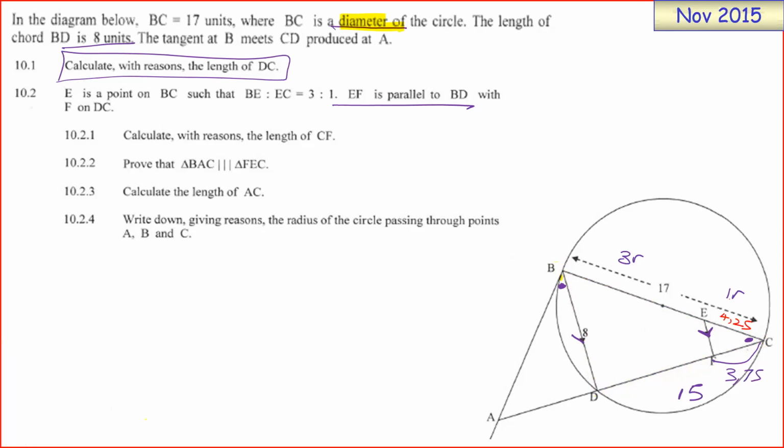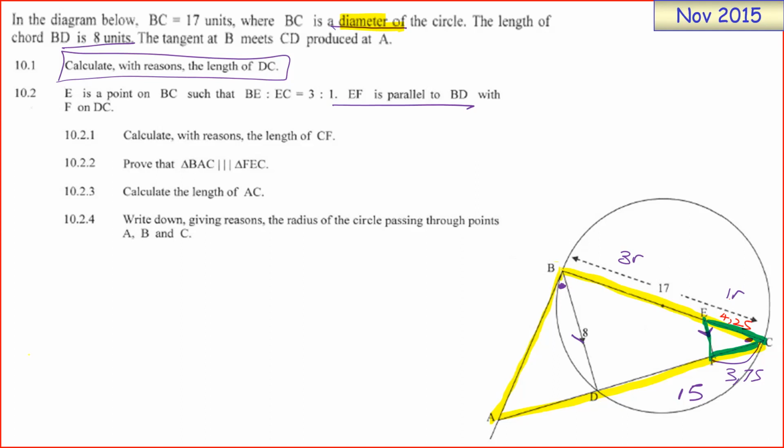Let's get a highlighter. We're going to find BAC. BAC is a big triangle, and we're trying to prove that that big triangle is actually similar to FEC, which is a small triangle. Agreed? Yes, sir. All right, we need three things. Anybody found three things that are equal there? So the C is common.